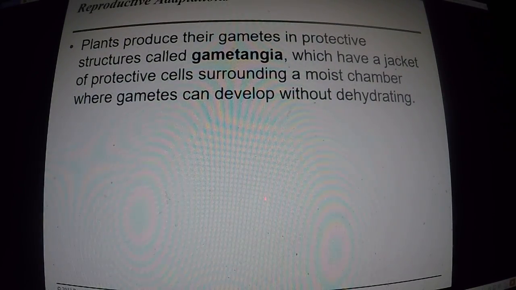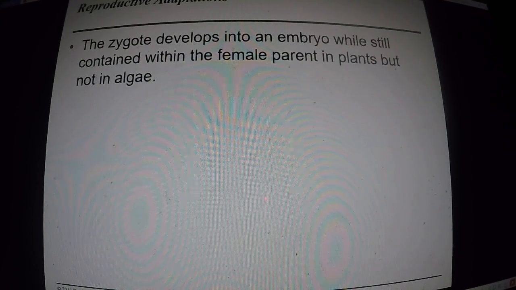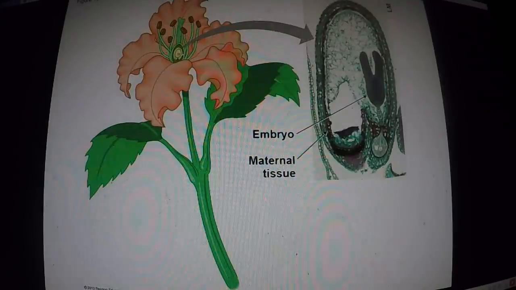Plants produce their gametes in protective structures called gametangia, which have a jacket of protective cells around a moist chamber so they can develop there without dehydrating. The zygote develops into an embryo while still contained within the female part of the plant, but not in the algae. So there's the embryo inside, developing into the ovule in the female part of the plant. And here's the developing embryo.